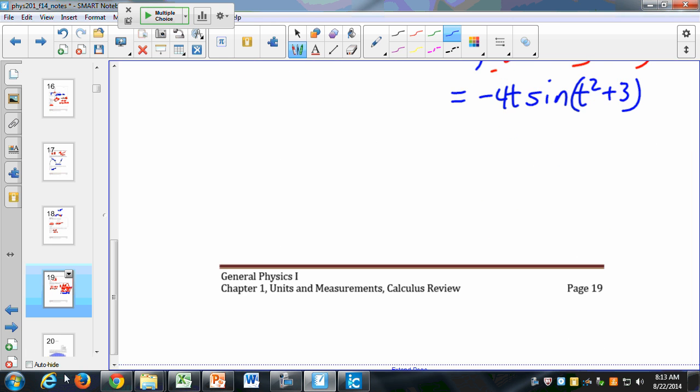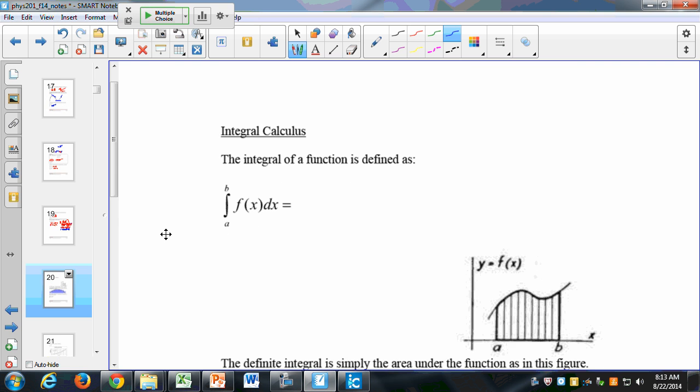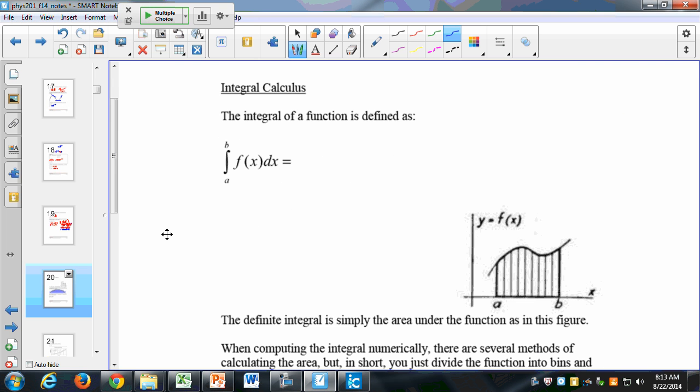All right, we're almost wrapped up with this chapter. We're going to look at some basic integral calculus. How many of you are in Calc 2 now? You're in it? How many of you have had it? Okay, just a couple of you. All right, so we're going to do some basic integrals.